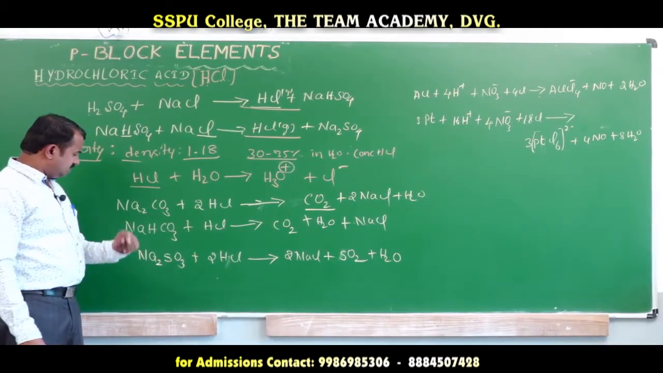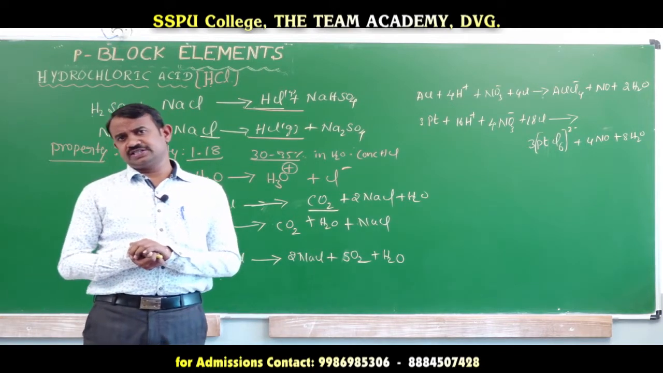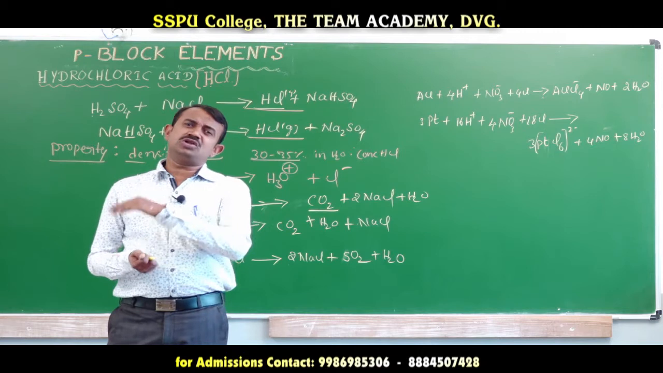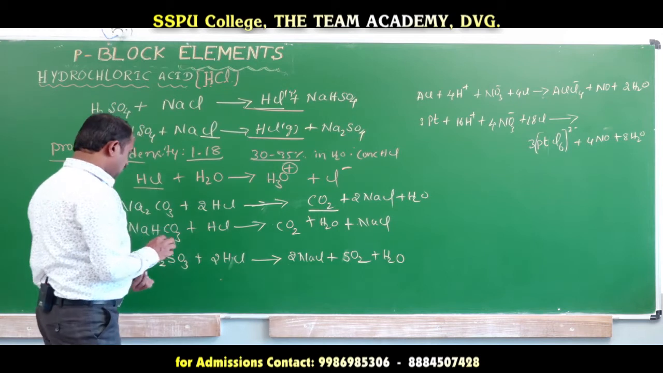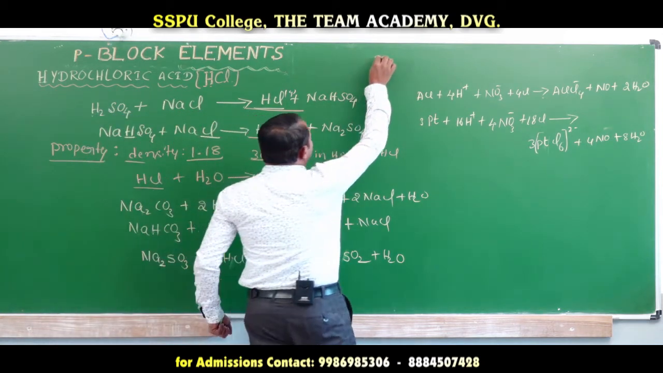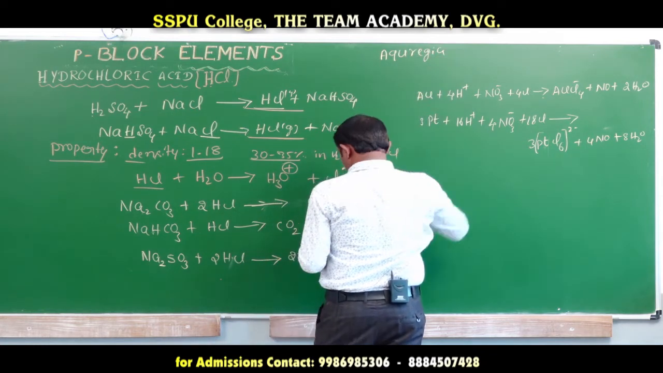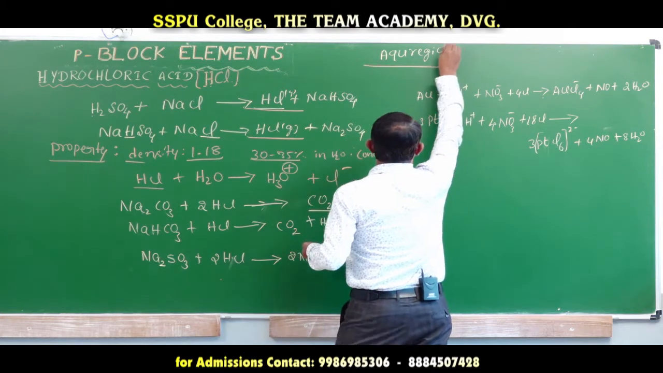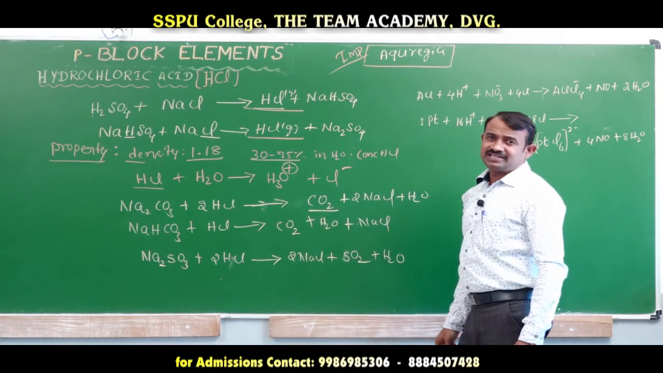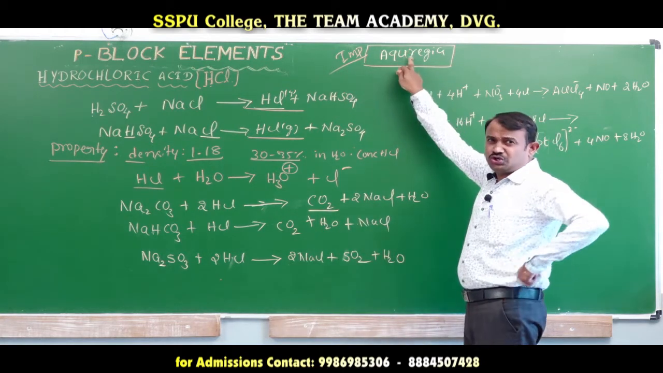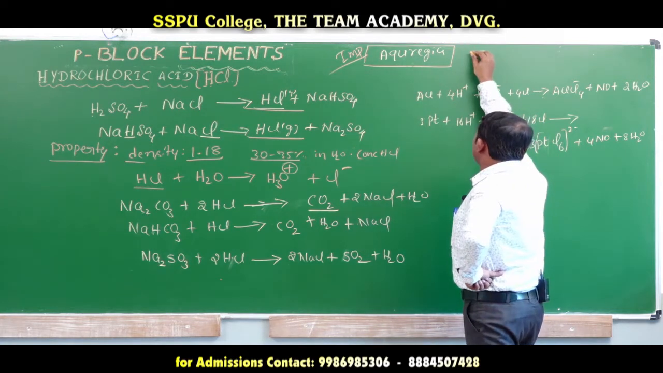Next, suppose we take 3 moles of hydrochloric acid and 1 mole of nitric acid. This mixture is called aqua regia. This is important; they will ask one more question. What is aqua regia? Listen here. Aqua regia means the ratio is 1:3 or 3:1.